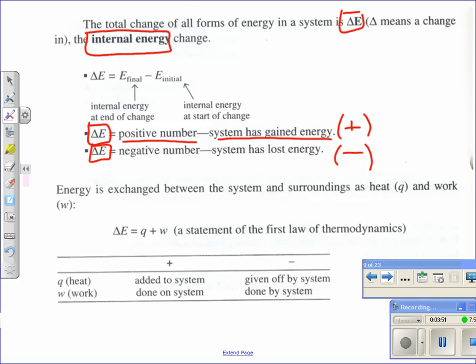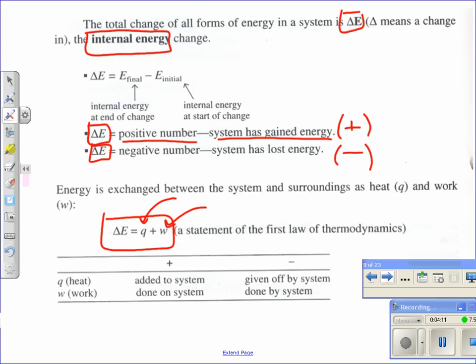So internal energy, or delta E, is just the amount of total account balance as far as the energy in a system. How do we figure it out? We use the first law of thermodynamics, which is just Q, which is heat, plus W, which is work. All you're doing is adding two numbers. You just have to get the signs correct.